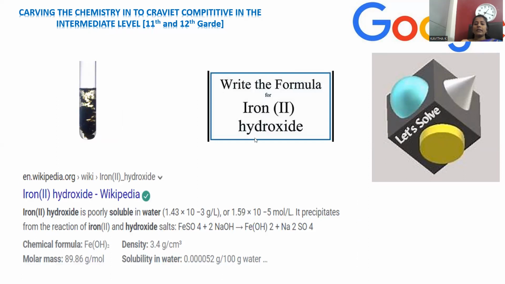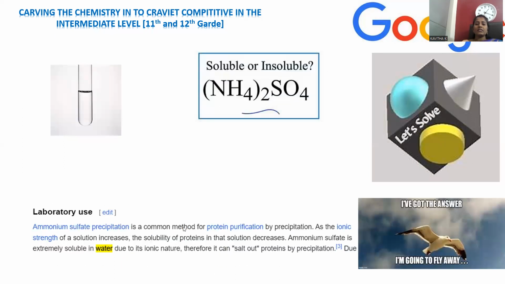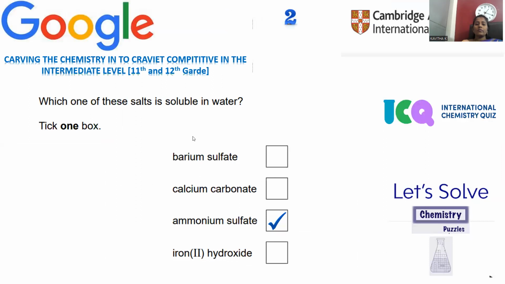And go with iron 2 hydroxide. Iron 2 hydroxide is sparingly soluble. Sparingly means what? Minute quantities dissolve in water, and the rest will remain like a cloudy substance in the test tube. You can clearly notice over here, so we can say it is sparingly soluble in nature. This is the way all the solubilities got mentioned. Among all, ammonium sulfate is more prone to dissolving in water. For question number 2, option number 3 is the correct answer.